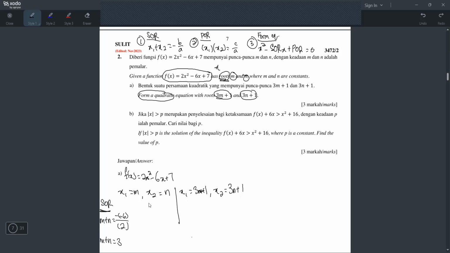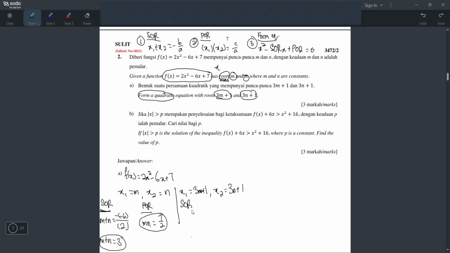And then now we do POR. Okay, everything will make sense later. The POR formula, x1 times x2 equals c over a. So x1 times x2, which is m times n, equals c over a, which is 7 over 2. So now we will just stop here, right? But these 2 pieces of information will help you to do this SOR POR later, because you need these 2 pieces of information to be able to find the SOR POR for these new roots. That is why you have to do SOR POR 2 times.